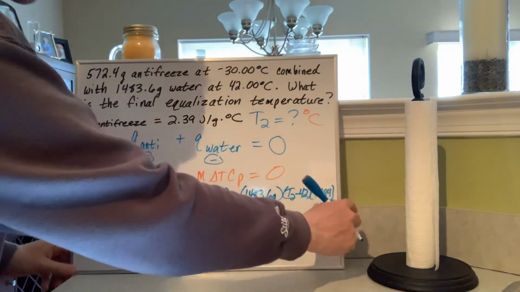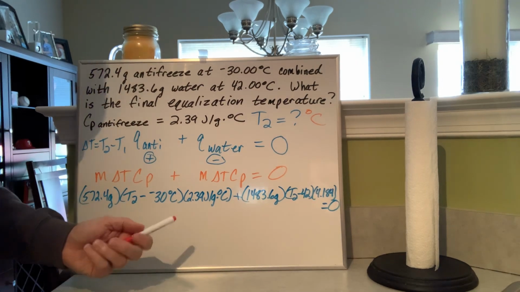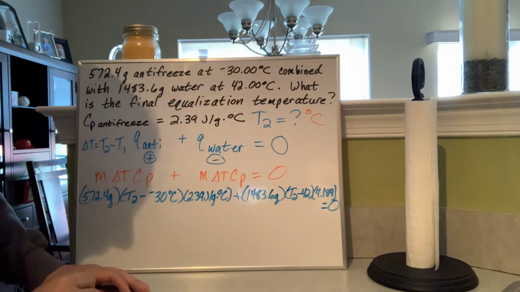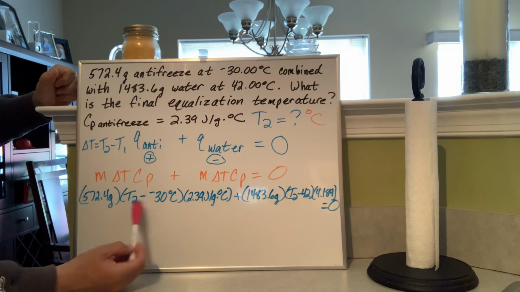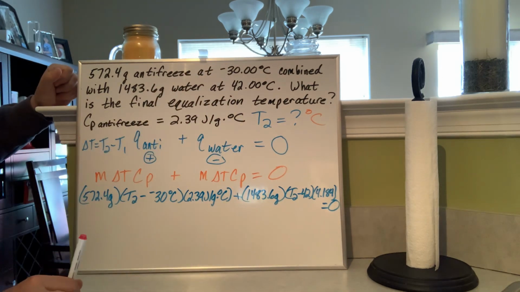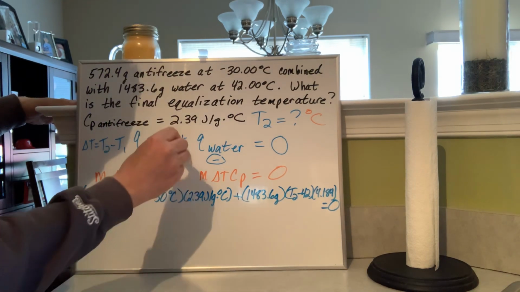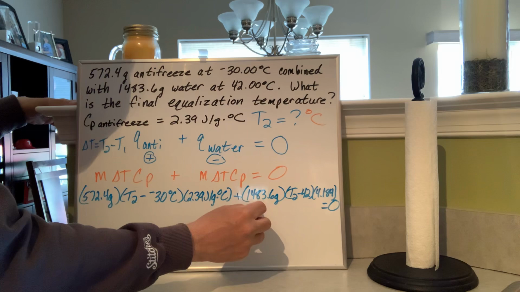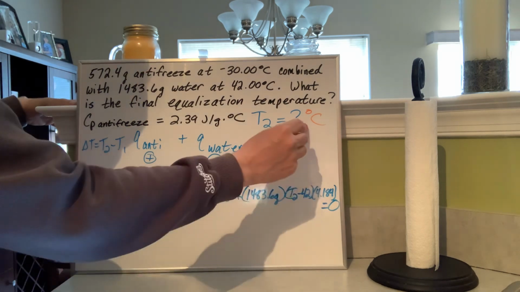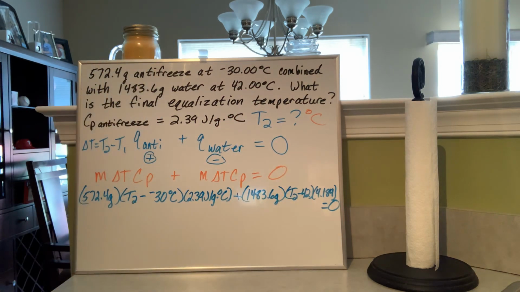I couldn't write over here because I'd end up writing on my paper towels. So this is what it looks like. I'm not going to carry the units with me anymore because it's going to come out in degrees Celsius, because everything is going to end up canceling in the end. I got my M of antifreeze, my delta T of antifreeze, T2, which I don't know, minus T1, which is negative 30, and then 2.39, the antifreeze CP, plus Q water. What's Q water? M delta T CP. Here's the M of the water. The delta T is T2, which I don't know, minus T1, which is 42, and then 4.184. I'm going to set it all equal to 0.